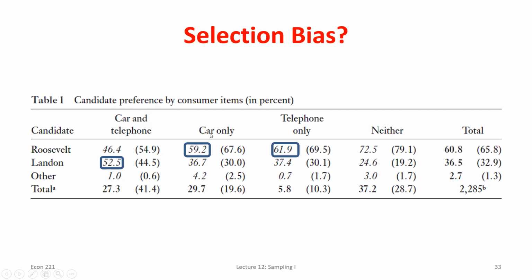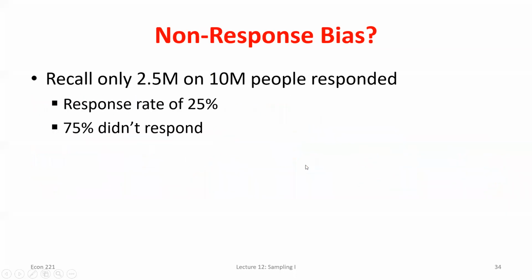Even if we only looked at car registrations, 60% of people who owned only a car and no telephone voted for Roosevelt. 62% of people who only owned a telephone ended up voting for Roosevelt. And people who owned neither, 73% of them ended up voting for Roosevelt. These people weren't sent mailers, and that's why our prediction was so far off what ended up being the result. So that's interesting evidence of a selection bias.